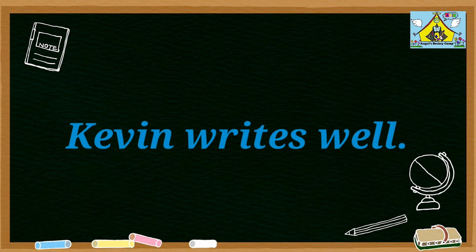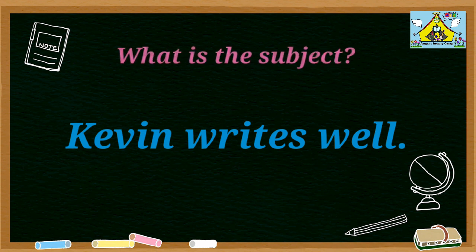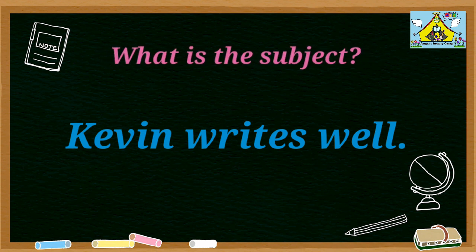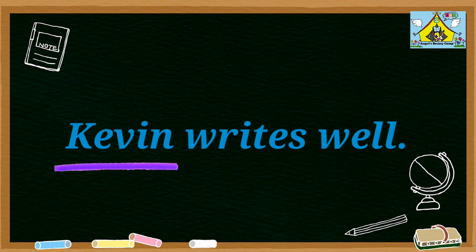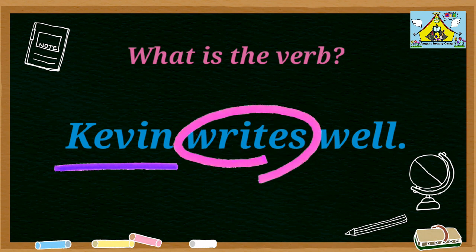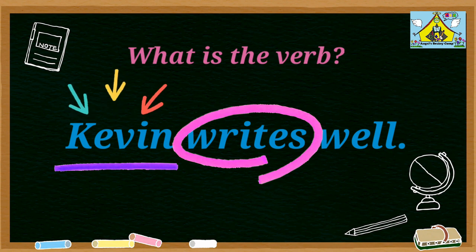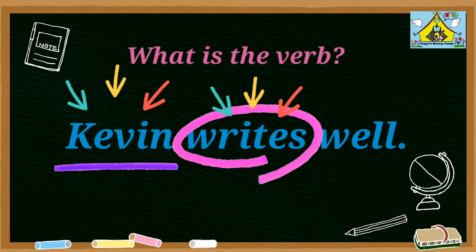Let us have examples. First one. Kevin writes well. Let us identify the subject in this sentence. The subject is Kevin. The verb is writes. This sentence is correctly written because the subject Kevin and the verb writes agree in number. Okay? Remember, how do we form singular verbs? By adding S at the end of the base form. Generally, okay? That's how we form the singular form of verbs.